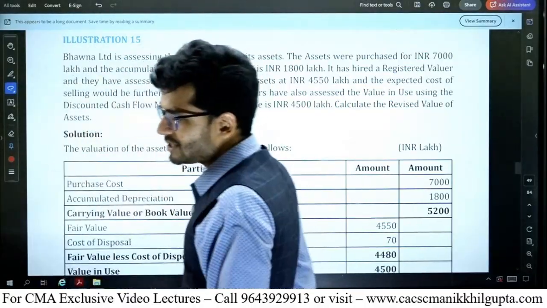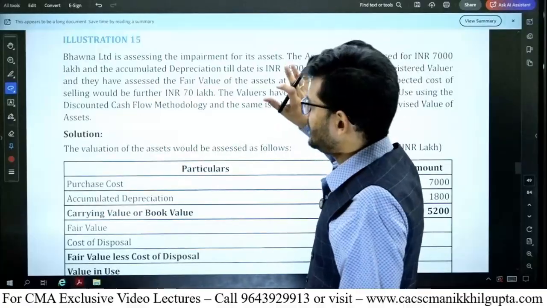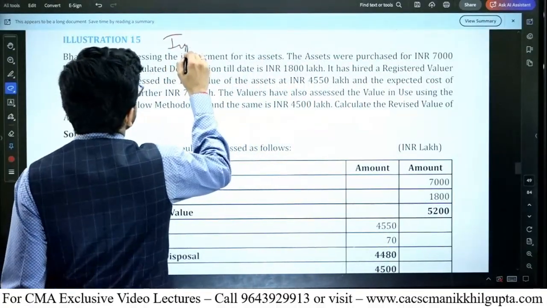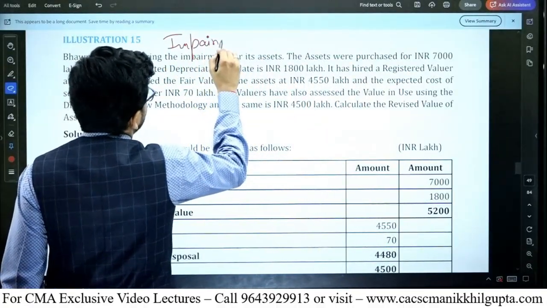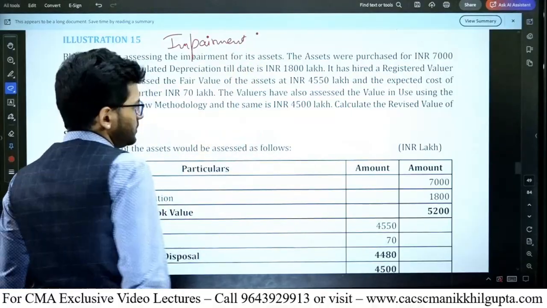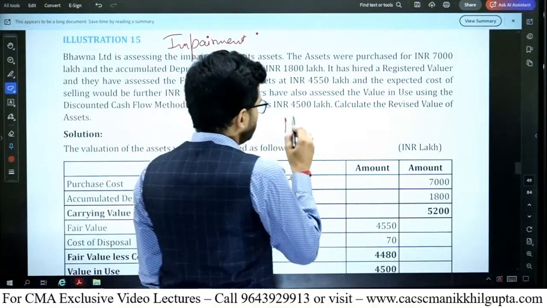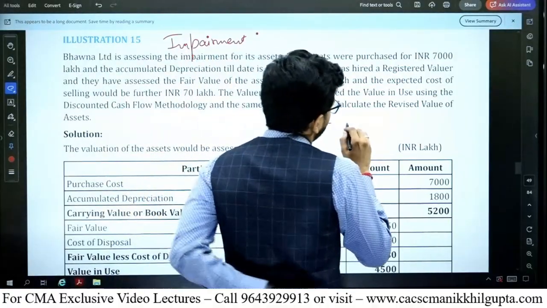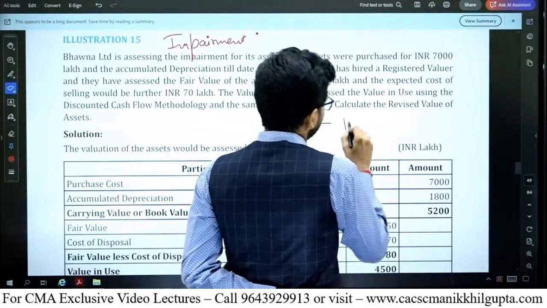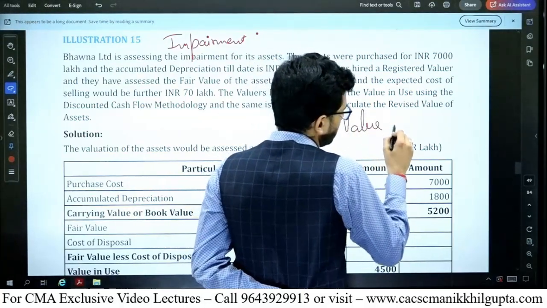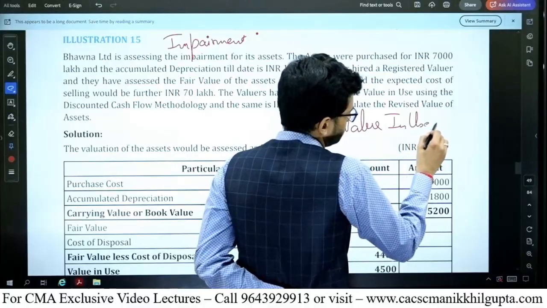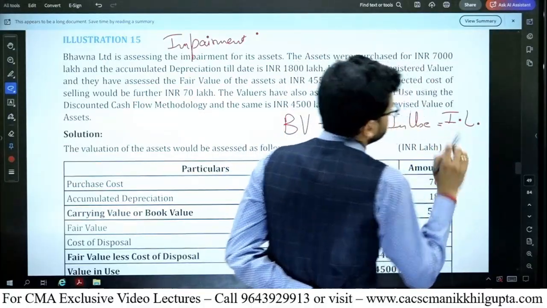Okay, so got it. Let's move on to illustration number 15. A very simple question of impairment of assets. So guys, the concept of impairment of assets says that the asset's book value minus the value in use, and not the realizable value, is the impairment loss.